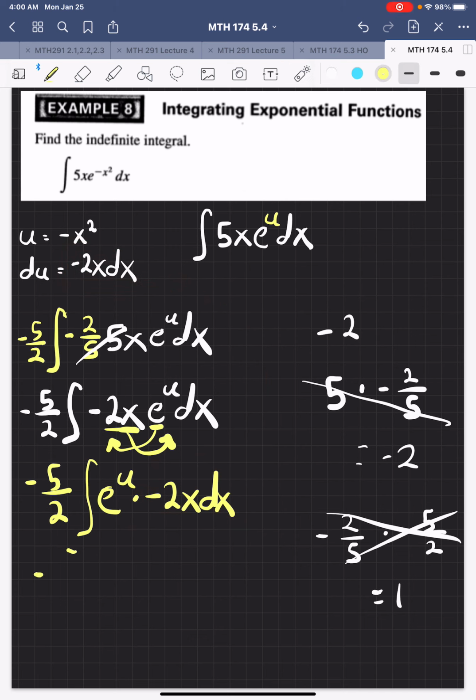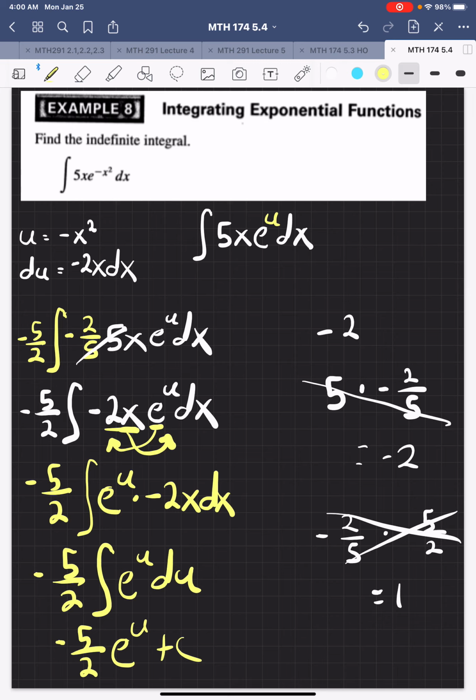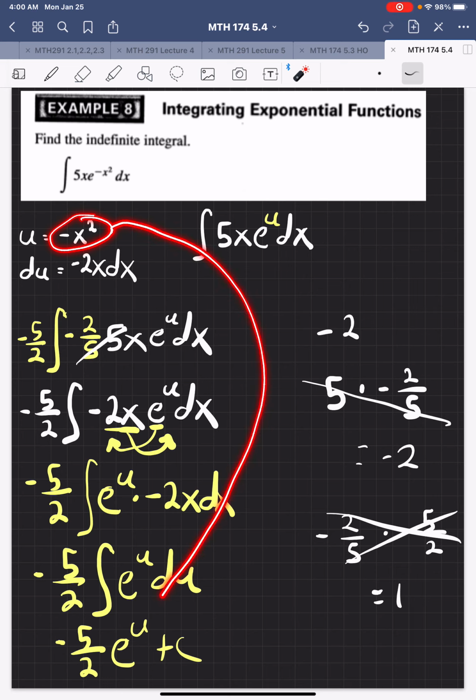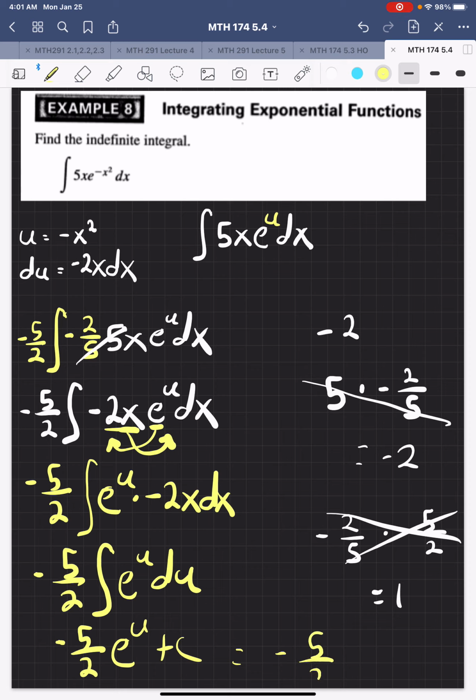When all is said and done, I got negative 5/2, to which I want to integrate e to the u with respect to u. Well, if you integrate e to the u with respect to u, you just get e to the u plus c, and then you need to back substitute for u. So negative 5/2 e to the u plus c, and the only thing that's left is to take that negative x squared and put it back for u. And we're done.